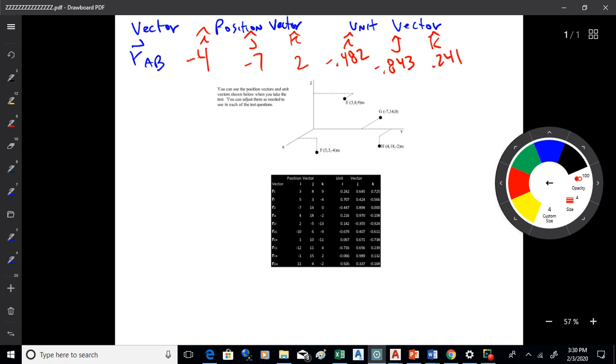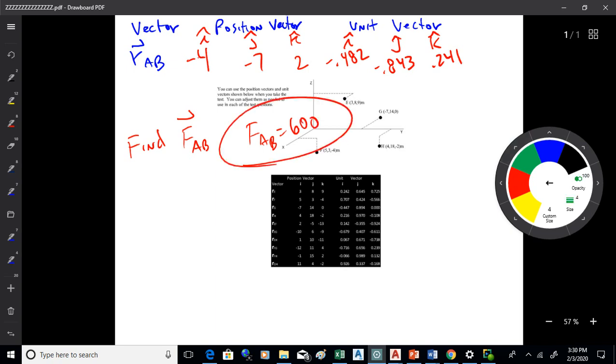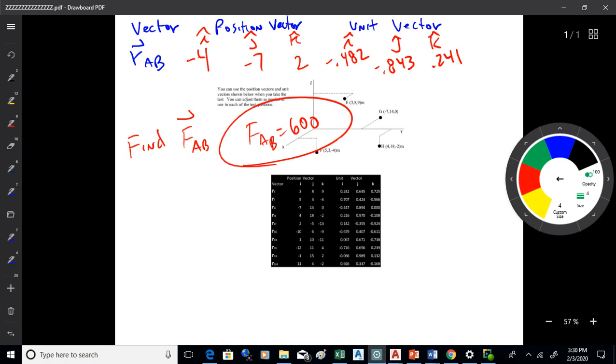Then what I might ask is find FAB, and I'll give you a graph, and I'll show you that FAB equals 600. Well, then you've got to know that you take that, and what do you multiply that by to find FAB? Your unit vector? Yeah, so you've got to know you've got to pull that off, right? Okay. And then I might have multiple questions.